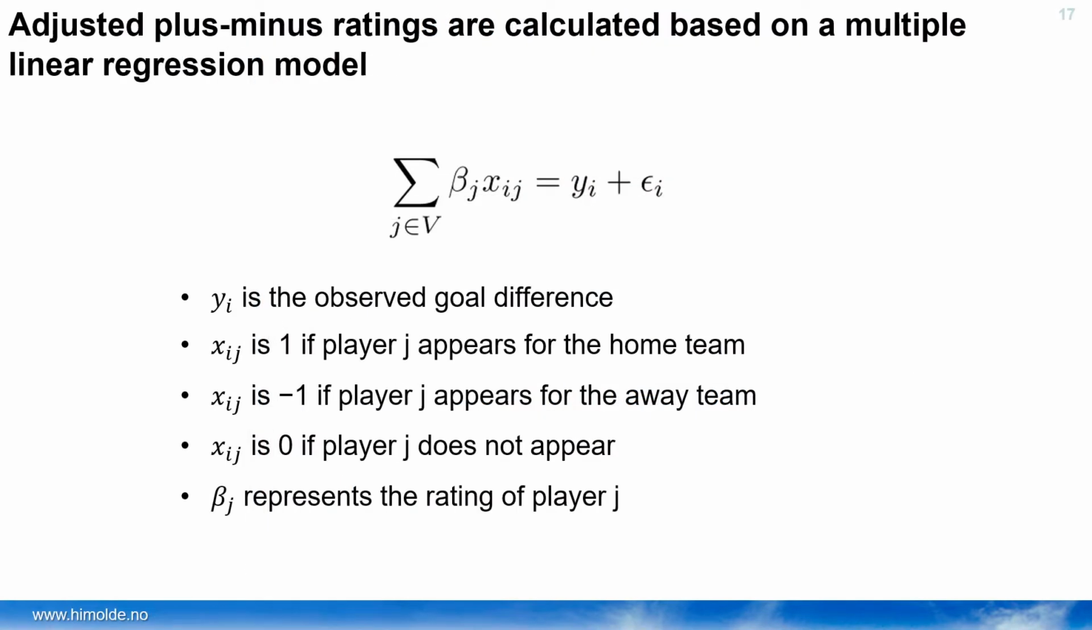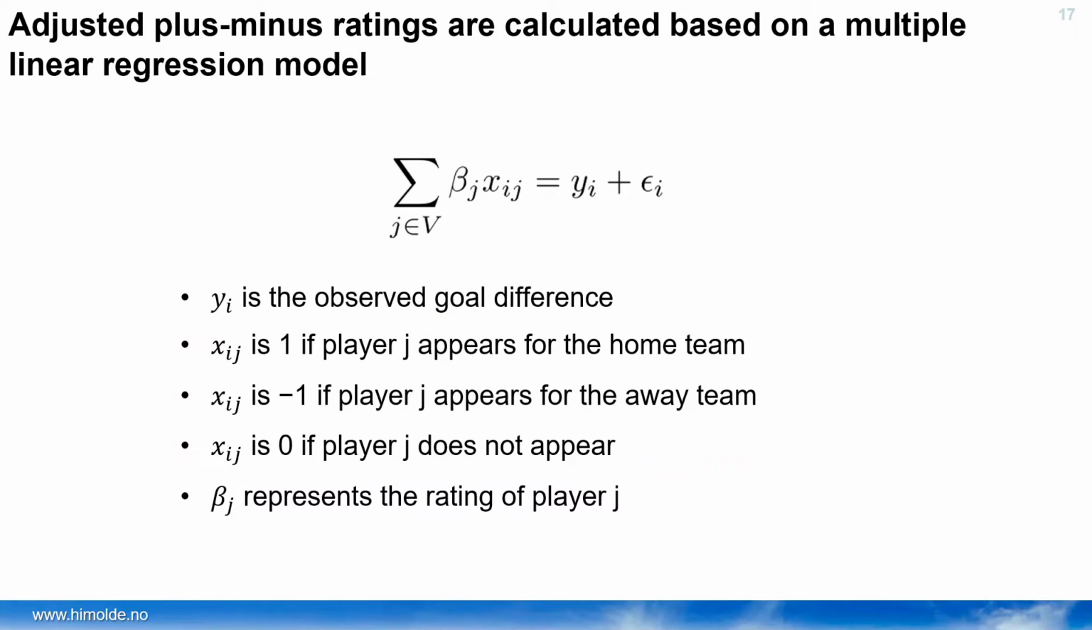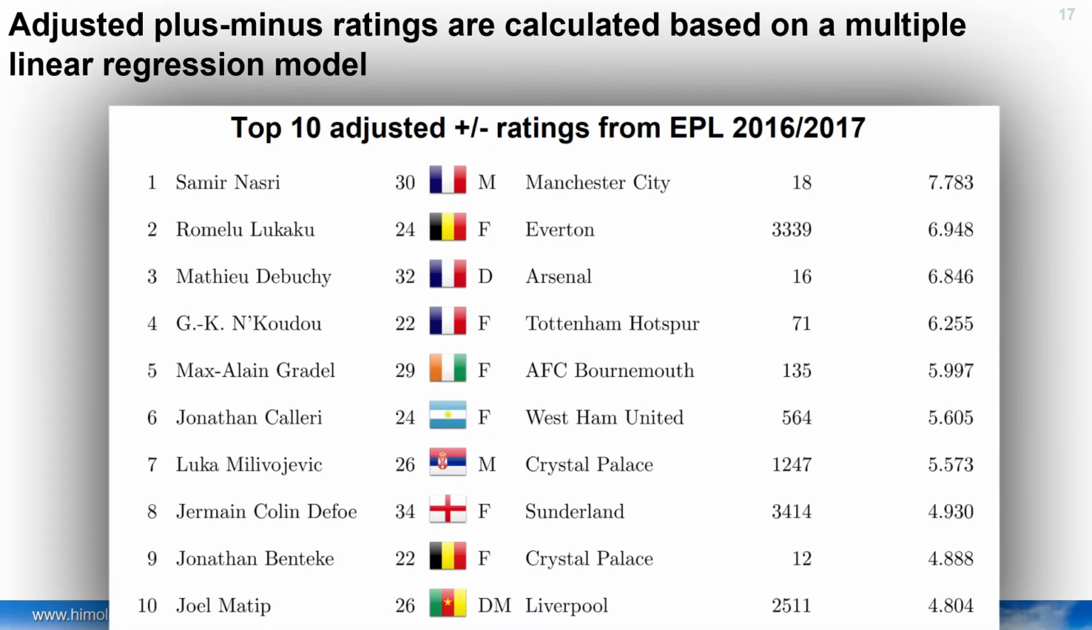The regression model then says that the observed goal difference in a segment should be, subject to an error term, equal to the sum of ratings of the home team players minus the sum of ratings of the away team players. Here, the home team and away team players are encoded through the values of xij. For football data, this approach does not create meaningful player ratings. The problem is that there are always a few players that have only appeared in one or a few segments, and their ratings can easily become extremely large or extremely small in a very unreasonable way.